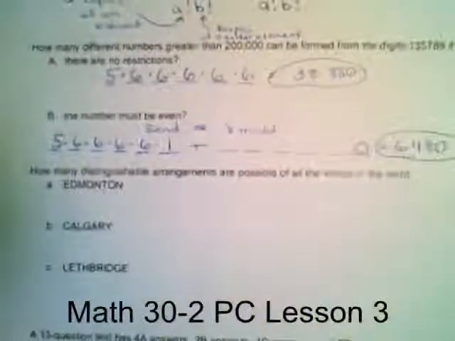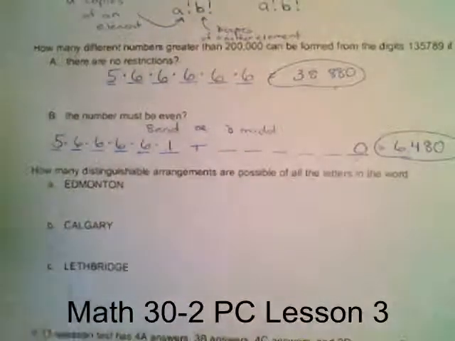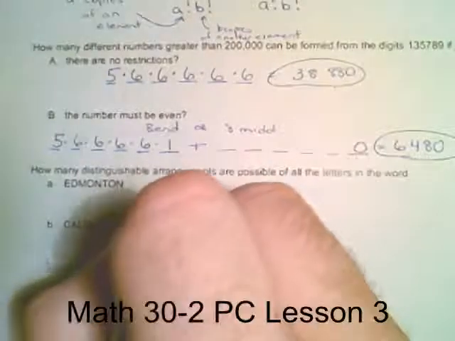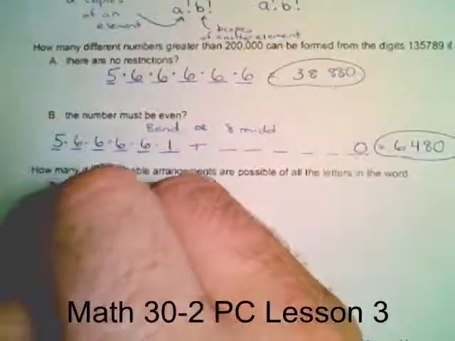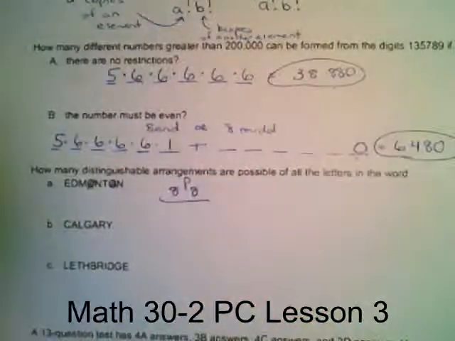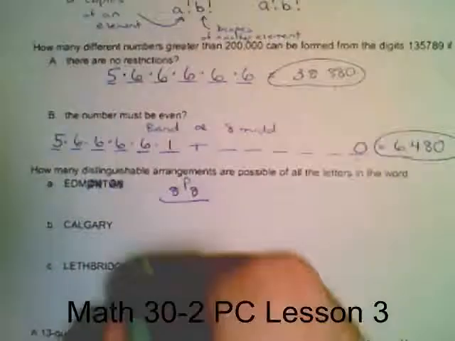Continuing on with that, I don't have any identical elements there, but I do a little bit later on. When it comes to these ones, how many distinguishable arrangements are possible of all of the letters of these words? Well, first off, I look at Edmonton. Now Edmonton has 1, 2, 3, 4, 5, 6, 7, 8 letters. So I'm arranging the 8 letters, so I have 8 pick 8.